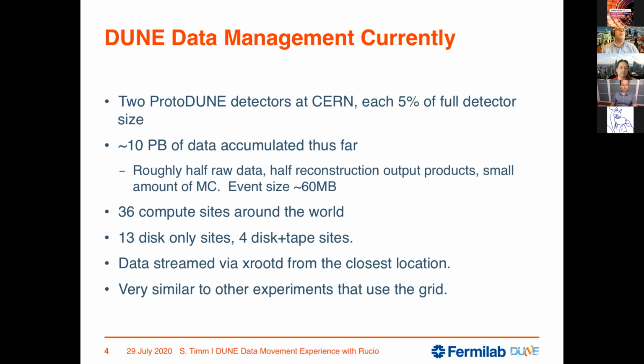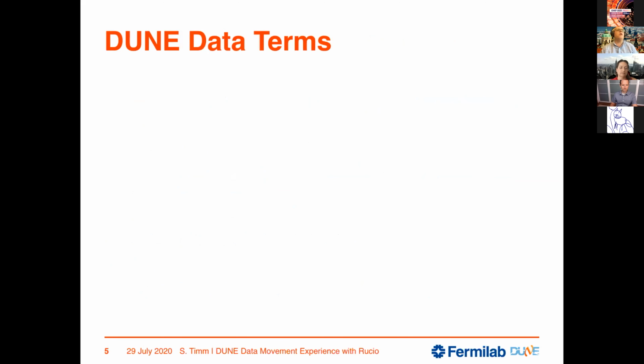We have 36 compute sites around the world, 13 disk only sites, and 4 disk plus tape sites. Proto-DUNE data is archived at CERN and Fermilab, and the other parts are only storing reconstruction output. We stream data via XRD from the closest location that it exists, so in many ways we're very similar to other experiments that use the grid. But we have a few unique things here, and I want to show the challenges that we meet with DUNE.